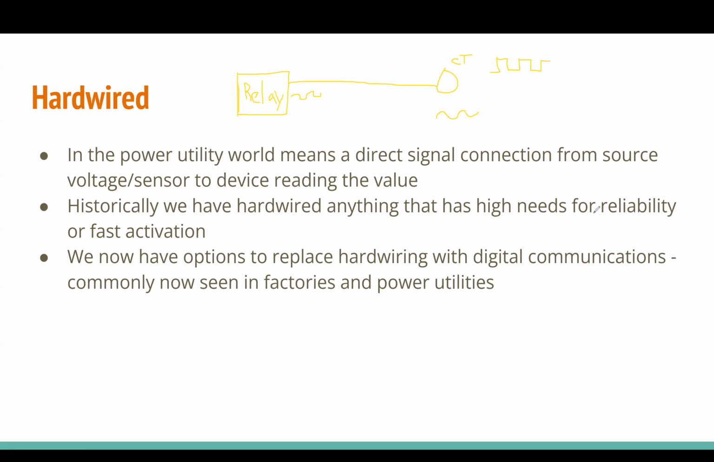And then there's this other aspect here, which is reliability. If you wire something like a CT directly into a relay, in terms of reliability, it's literally one wire that either works or it doesn't. So it's very, very reliable, whereas when you're dealing with network communications, then you're drawing in potential failure points.